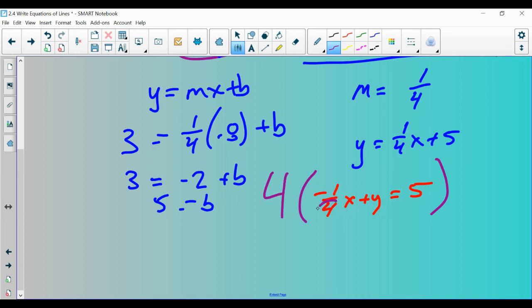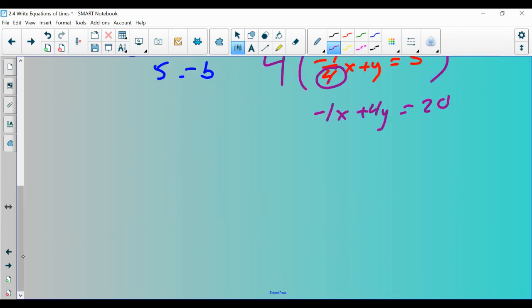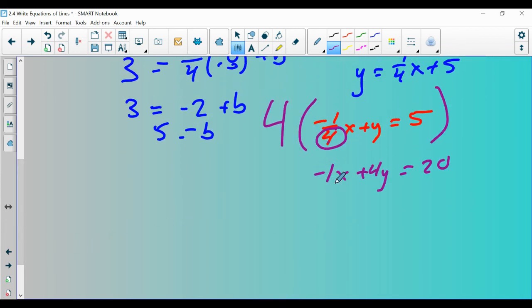So how did I pick 4 again? I just took whatever was in the denominator. 4 times negative 1/4, the 4 and the divide by 4 cancel, and it's just negative 1x, but you could verify that with a calculator if you wanted to. 4 times y is plus 4y, and 4 times 5 is 20. Now, some people say that the first term should never be negative either. So if you wanted to make this term positive, you could multiply everything by negative 1, and that would also be a correct answer. So I would, on our quizzes or tests, accept either one of these answers.